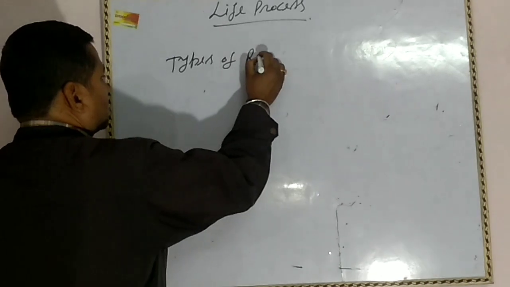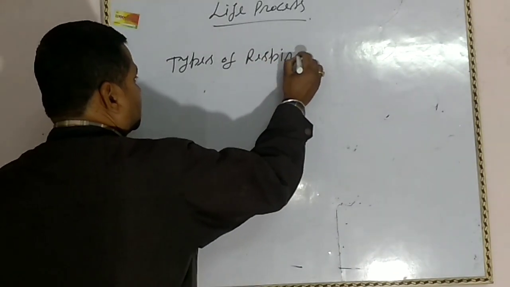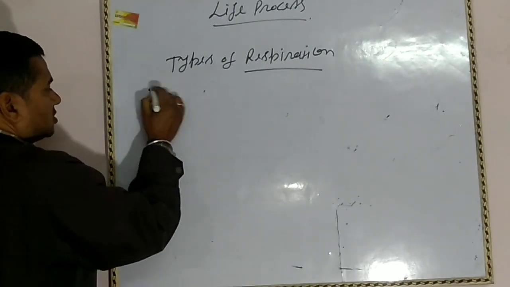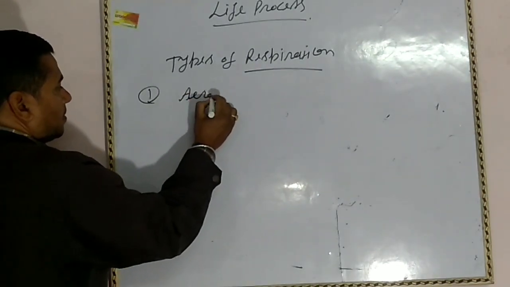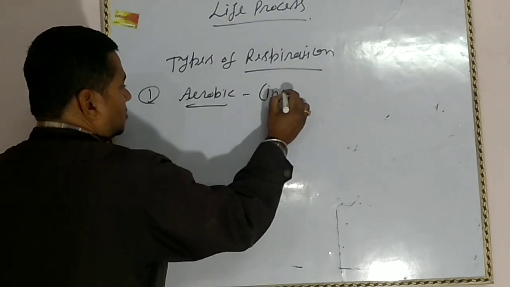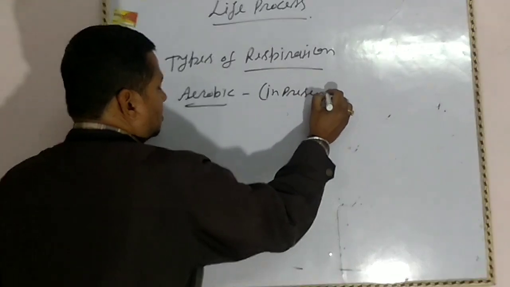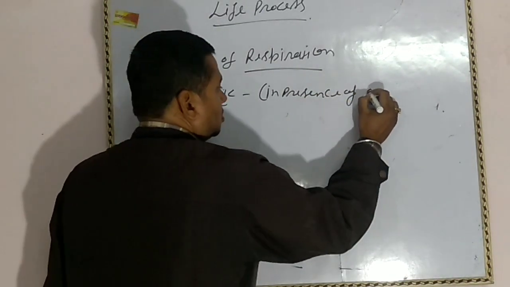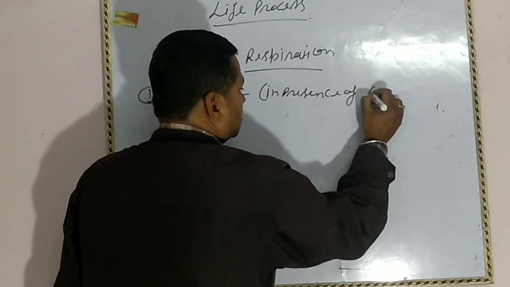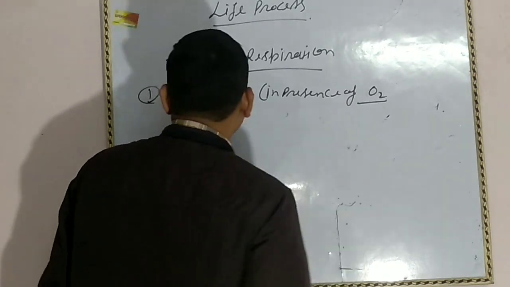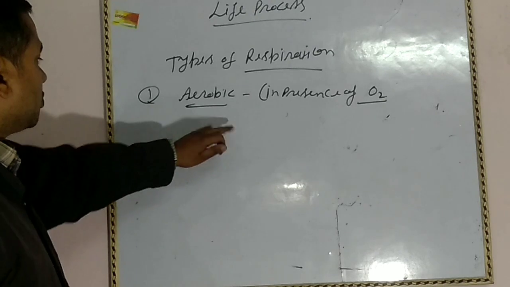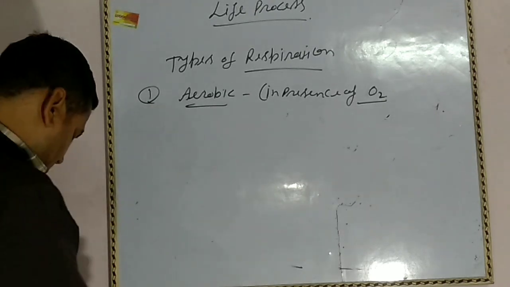Types of respiration. First is aerobic, in presence of oxygen. Here you can write O2, right? In presence of oxygen, aerobic respiration.